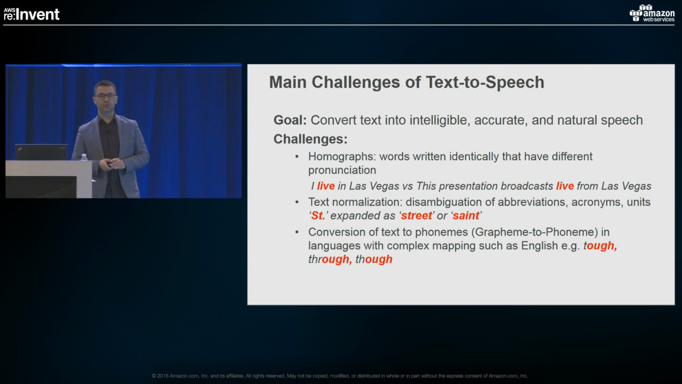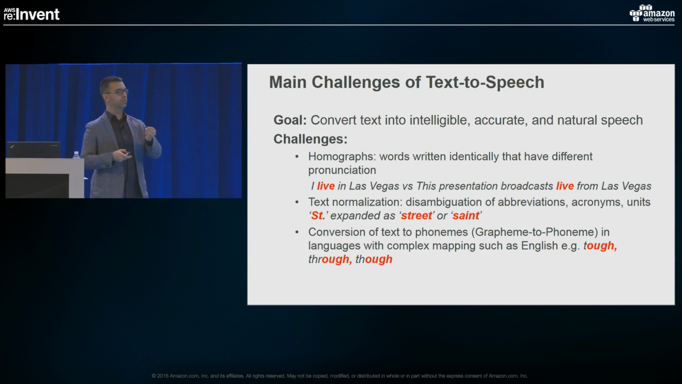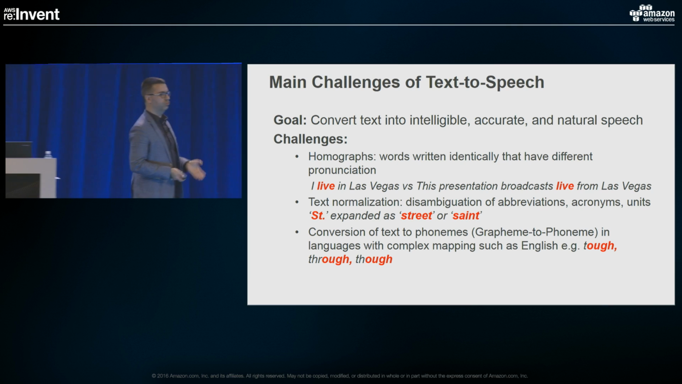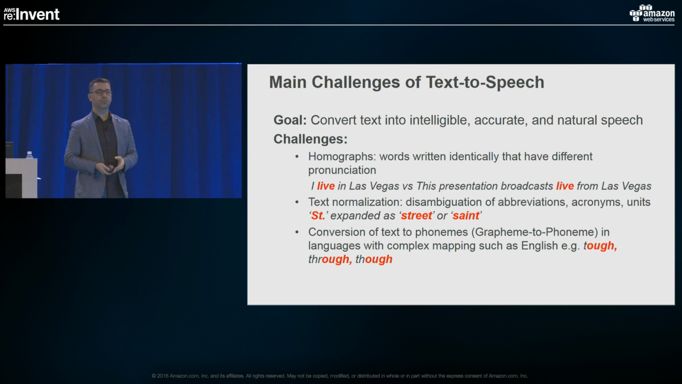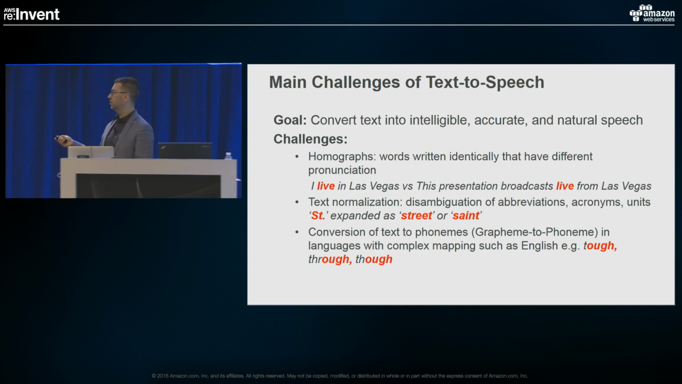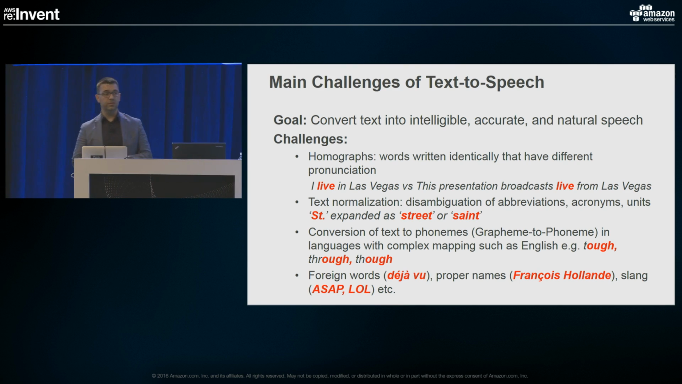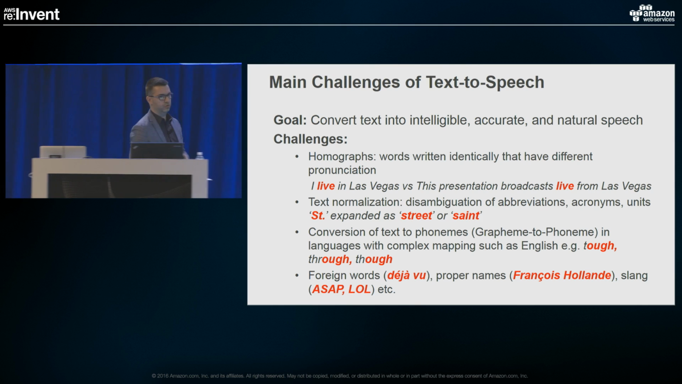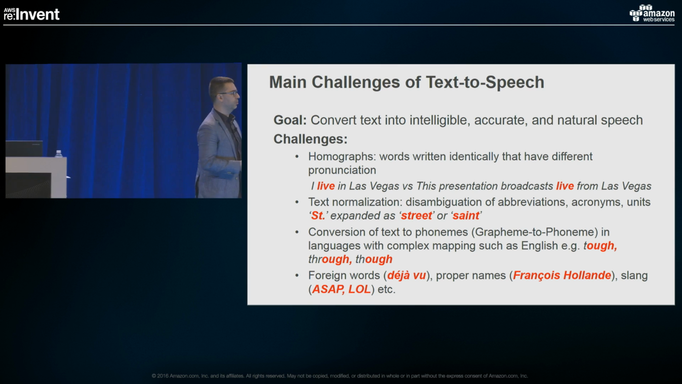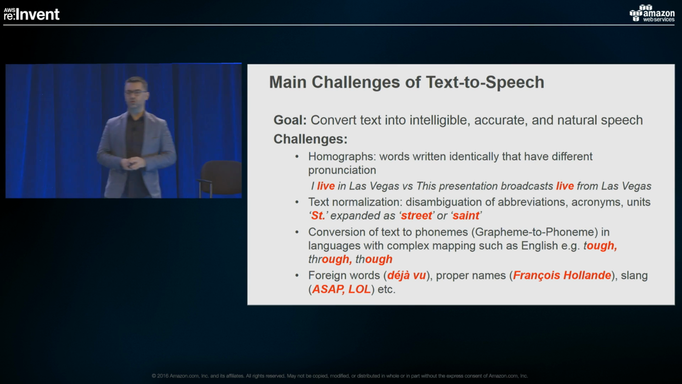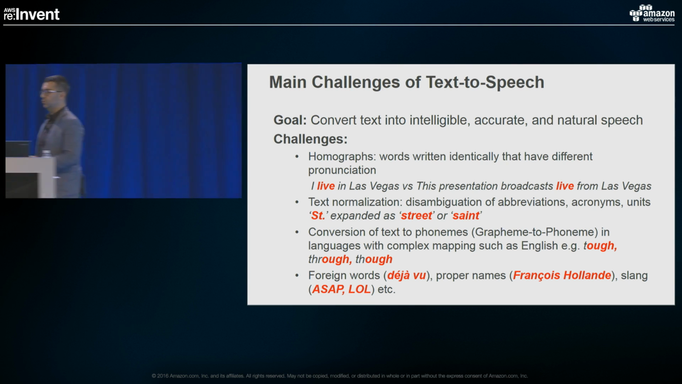Grapheme to phoneme conversion, so conversion from letters to sounds. That's another challenge. Please notice that we have three words which seem that they should rhyme from how they are written down, from the spelling. However, they are pronounced completely differently. Tough, dough, true, right? Pronunciation is completely different. Last but not least, in the language you can expect foreign words, déjà vu, proper names like names of politicians, famous people, slang. So you would expect the text-to-speech system to be able to handle that.